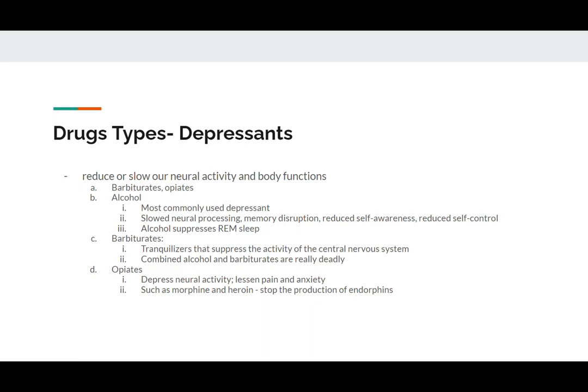Our second example of depressants is barbiturates. Barbiturates are tranquilizers that suppress the activity of the central nervous system, which includes your brain and spinal cord. They are prescribed to reduce anxiety, induce sleep, and prevent seizures. However, the combined use of barbiturates and alcohol is very deadly. And finally, we have opiates.